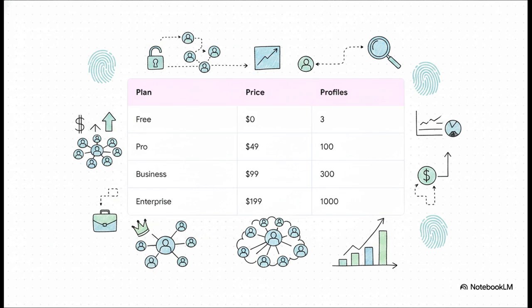And for agencies needing team collaboration and up to 300 profiles, that jumps to $99 a month for the business plan. Now, these software costs are fairly standard for the privacy industry, but they can definitely add up very quickly for independent marketers or small teams operating on thin margins.